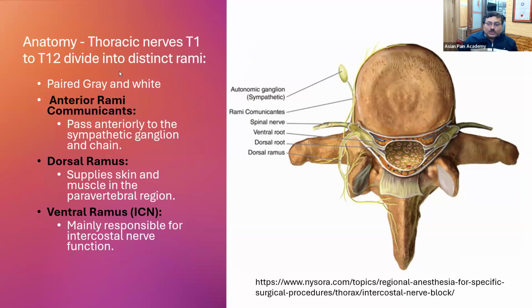Now, if you look at the thoracic nerves, they are dividing into paired rami. They are mainly the gray and white rami, from the nerve the sympathetic flow is going to the sympathetic chain, and from the sympathetic chain, the postganglionic fibers are coming back to the nerve roots. Whereas there are two more rami. One is the dorsal ramus, one is the ventral ramus. We know the dorsal ramus goes to the posterior side. They are supplying the skin and muscles in the paravertebral region. Whereas the ventral ramus is mainly responsible for the intercostal nerve function.